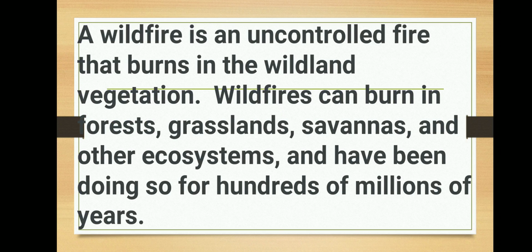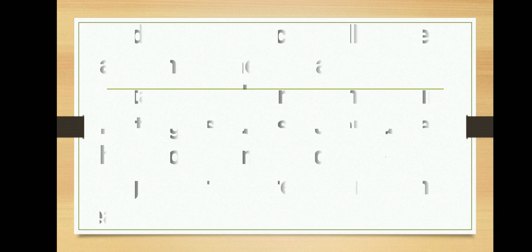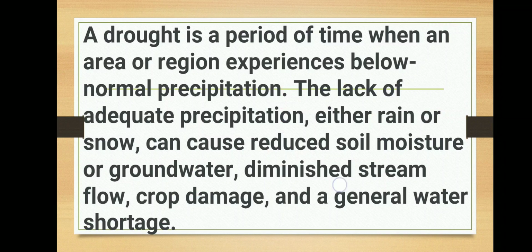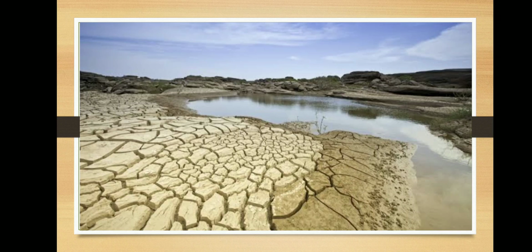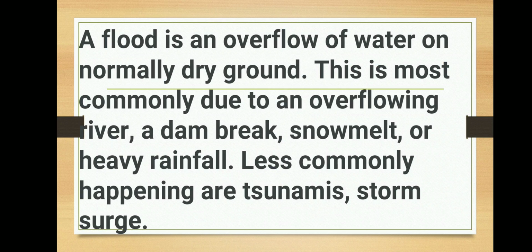A wildfire is an uncontrolled fire that burns in the wildland vegetation. A drought is a period of time when an area or region experiences below normal precipitation, lack of rain, snow, and this causes a general water shortage. A flood is an overflow of water on normally dry ground. This is most commonly due to an overflowing river, a dam break, snowmelt, or heavy rainfall.